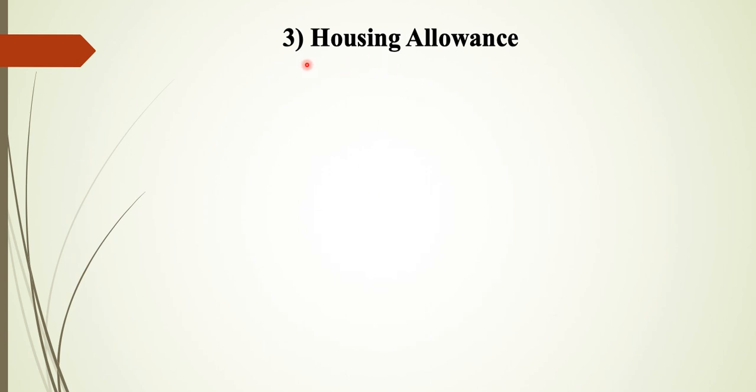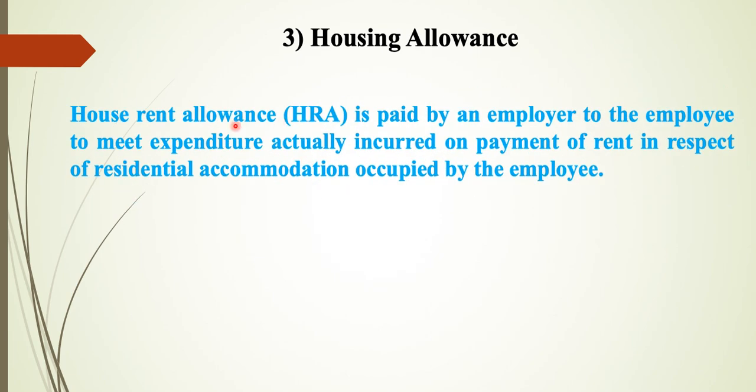Then we have the next one, housing allowance and house rent allowance. We are now going to understand what this housing allowance or house rent allowance is. House rent allowance, HRA, is paid by an employer to the employee to meet expenditure actually incurred on payment of rent in respect of residential accommodation occupied by the employee. So HRA is paid by the employer when the employee is occupying residential accommodation.